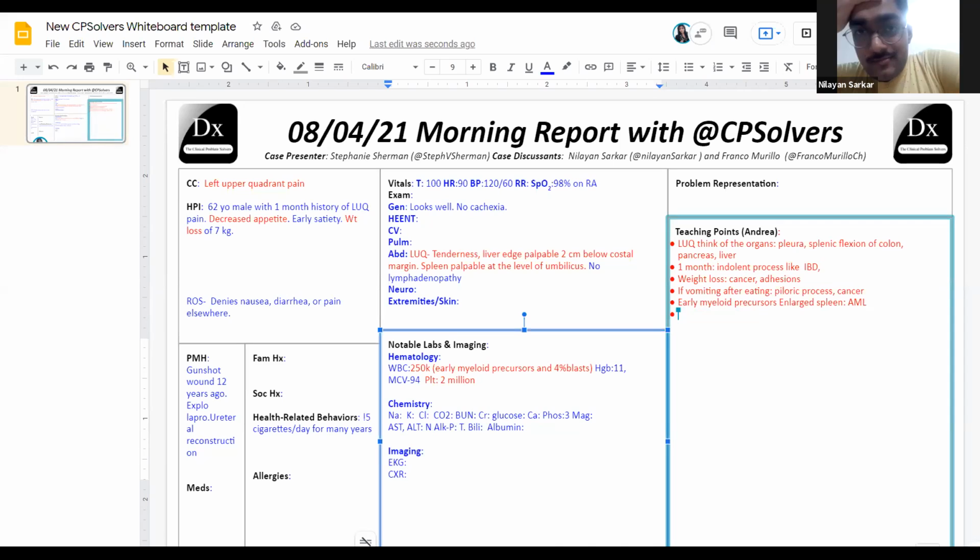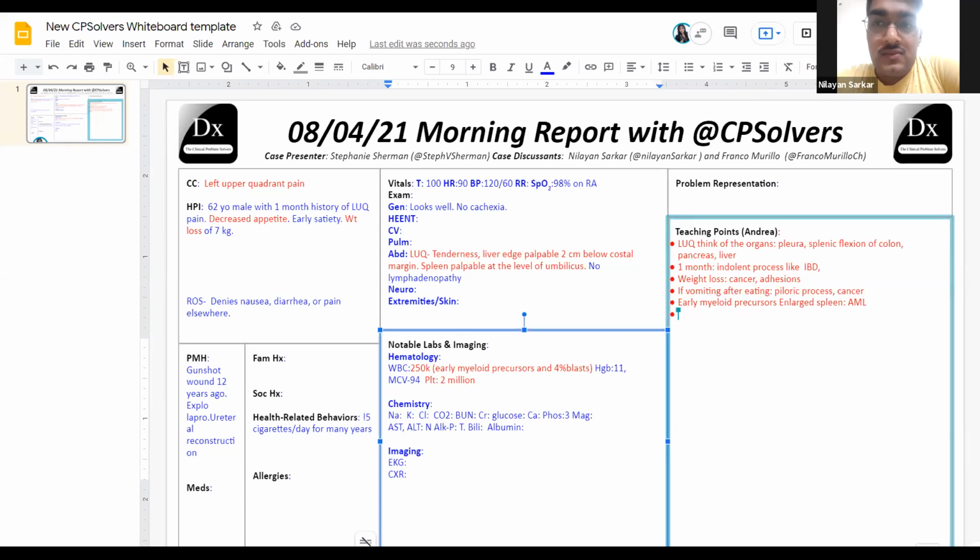My first thoughts as the case was being narrated was 62-year-old male, with WBC that high. So the first thought that crossed my mind was MDS, myelodysplastic syndrome. And then I saw that the platelets were 2 million. And then the platelets of 2 million really brought me to my myeloproliferative syndromes, something like essential thrombocytosis or maybe CML, because as Franco mentioned, the spleen is hard, the spleen is tender, and it's so massive. This is a massive splenomegaly, right?